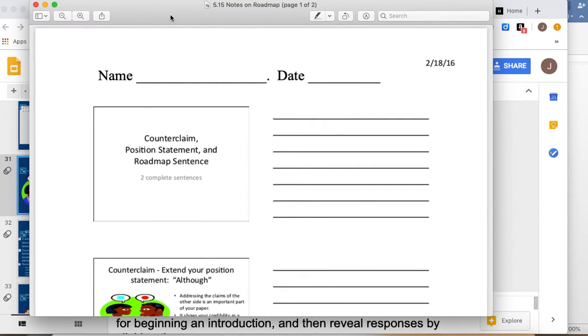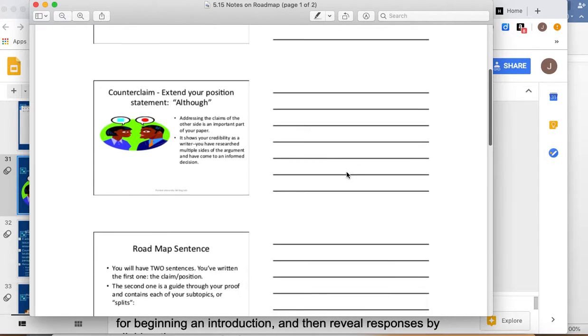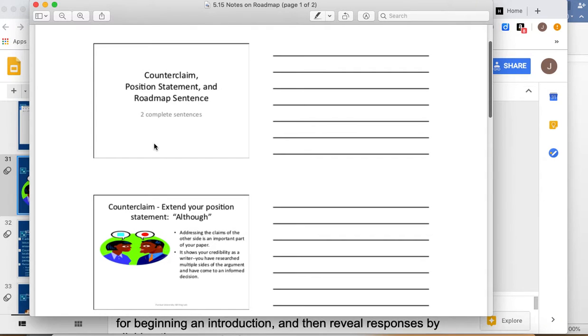This lecture is regarding counterclaims, position statement, and roadmap sentences for your research paper. So you should have received this handout. As I go through the lesson today, you can be adding notes and ideas for your own personal research paper and adding ideas that I mentioned as well that may not be on the note-taking sheet.